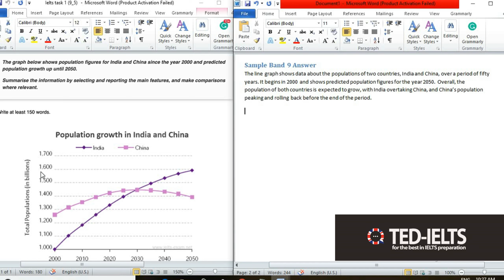You sometimes see in IELTS line graphs, it will have a complicated way of expressing something. It would say 1,600 billion, which you would then have to change to 1.6 trillion, or 1,600 million, which becomes 1.6 billion. But there certainly are not, let's say, 1.6 trillion Indian people in the world.